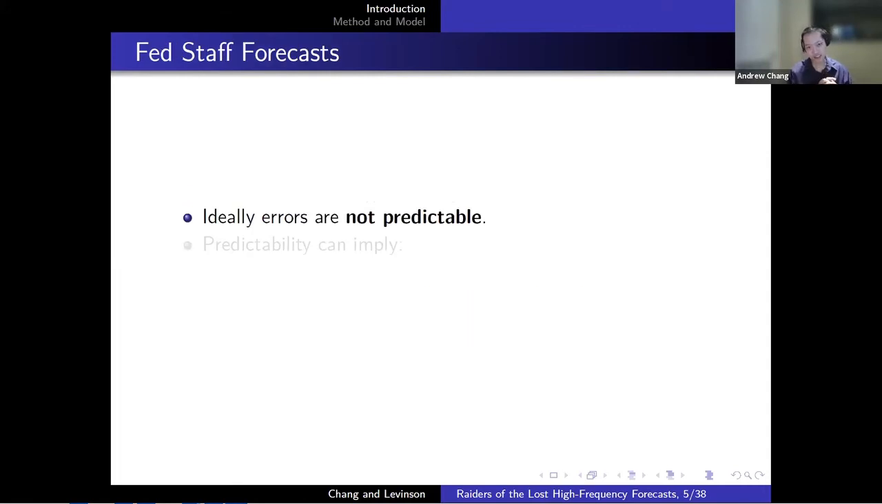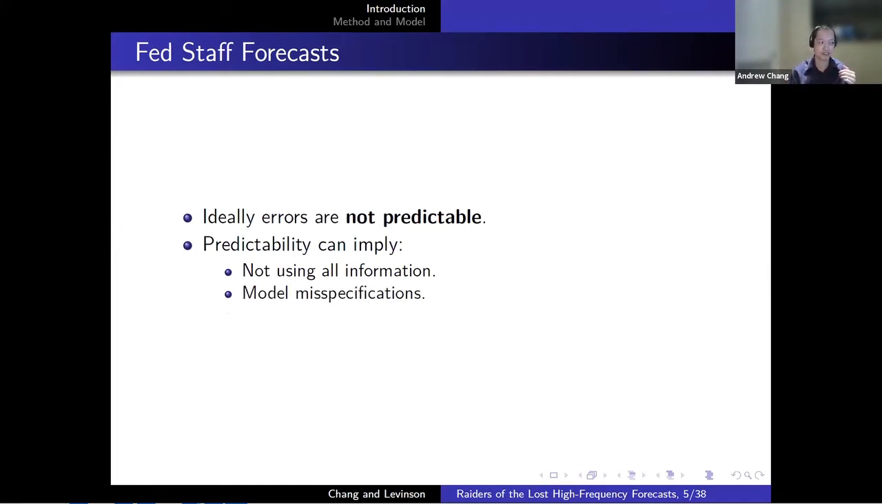So ideally, forecast errors are not predictable. Predictability can imply that either the forecasters are not using all available information, or they're conditioning on the wrong information, or there's some model misspecification going on there. They're not interpreting the signal from the appropriate data series appropriately.